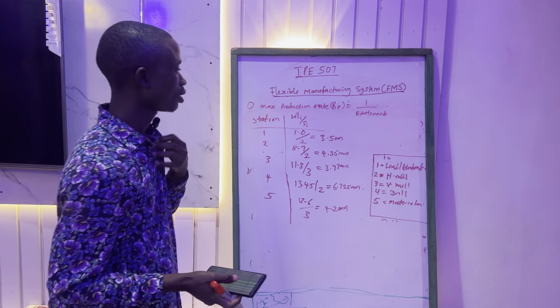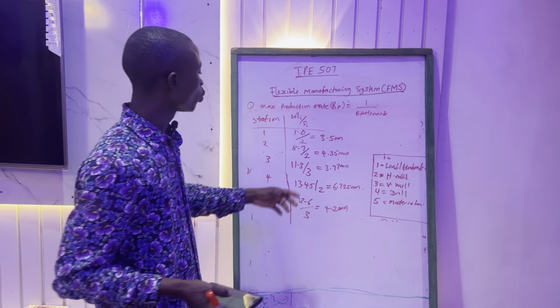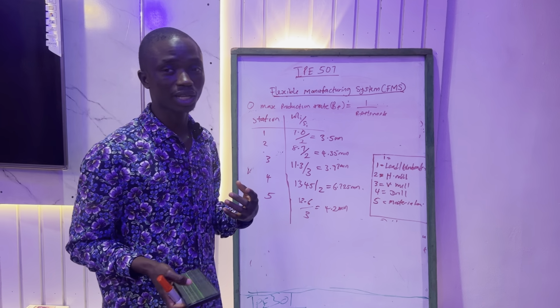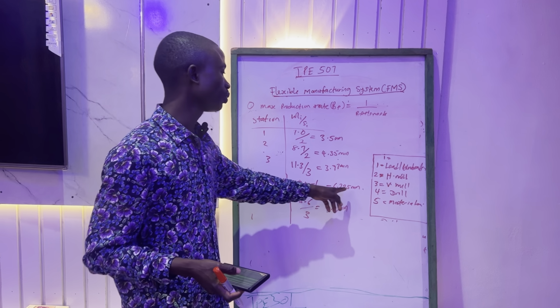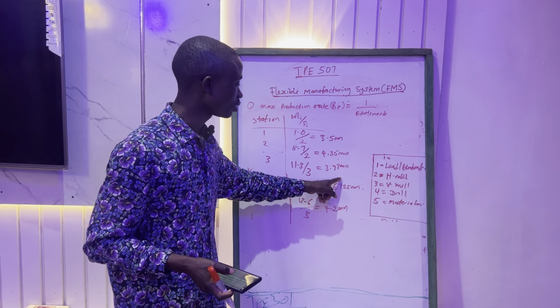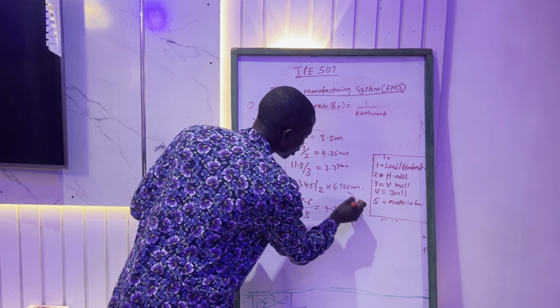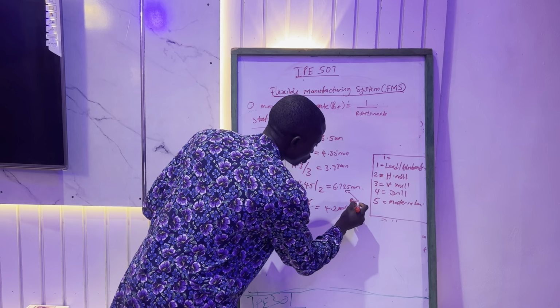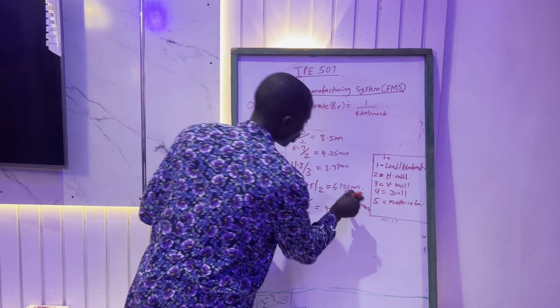Now, let's ask ourselves questions. Which one is the bottleneck? We said the bottleneck is the one that takes the highest amount of time, which is this. You can see this is the highest there, 6.725. So this is the bottleneck.